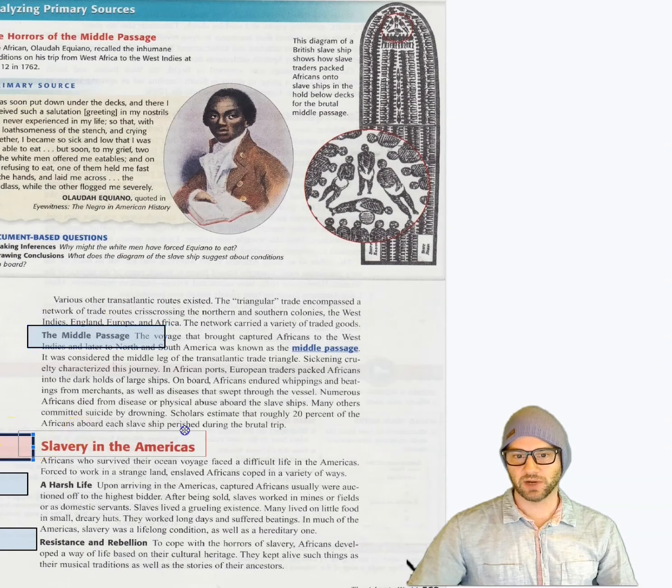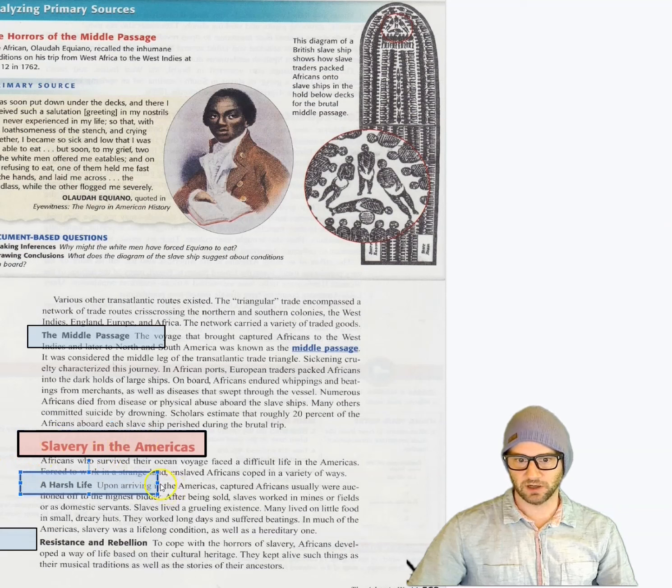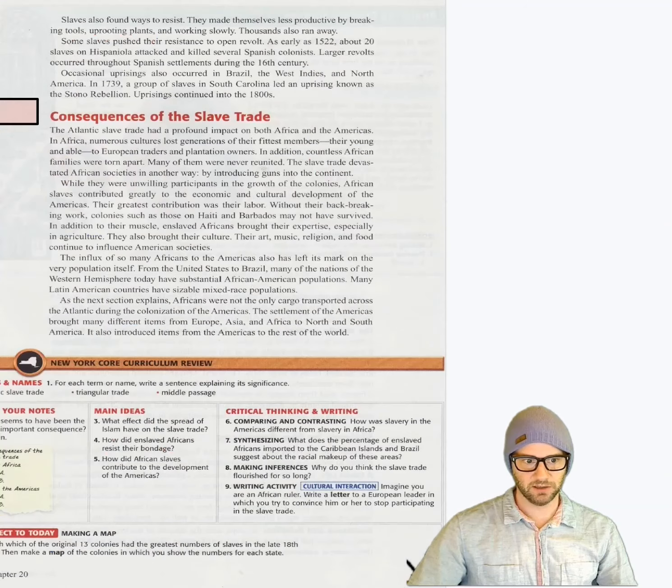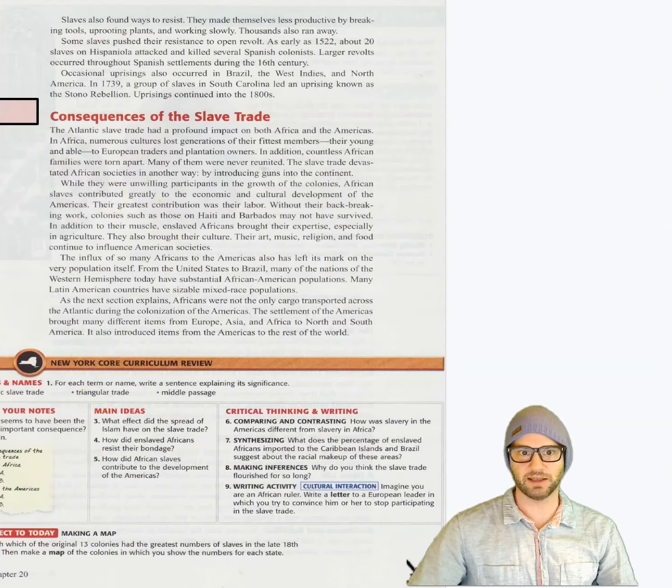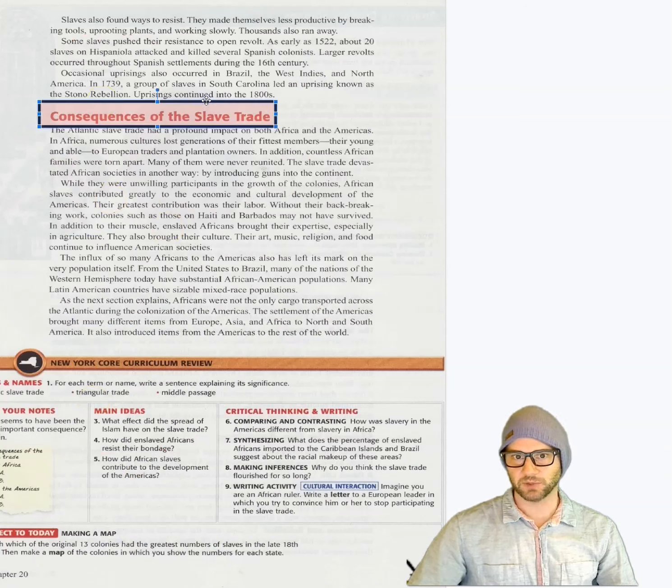Then they start talking about slavery in the Americas, and that heading is separated into the subtopics of a harsh life and resistance and rebellion. Just those two. And then the final topic is consequences of the slave trade, and they don't subdivide that at all. They just, boom, boom, boom. Maybe if you look at those paragraphs, they have topics, but most likely this would just be under consequences, bullet, bullet, bullet, bullet, for whatever you think.